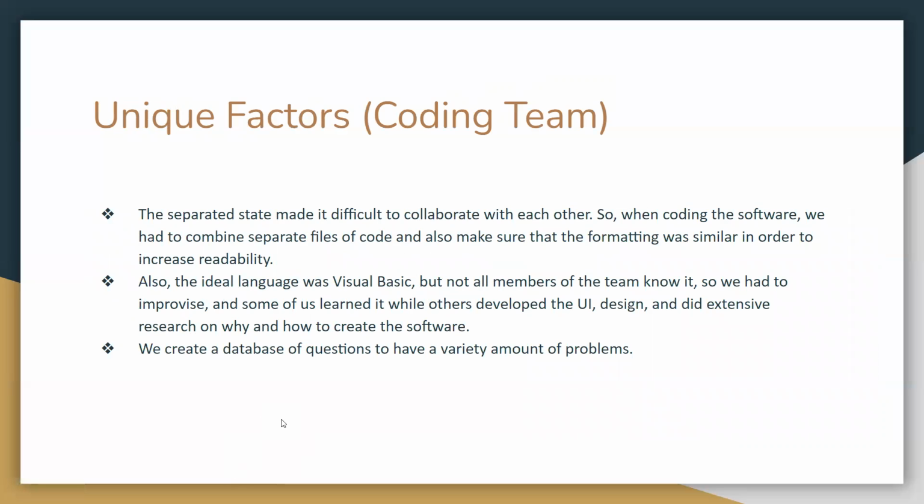For our coding team, we had many unique factors that were in place. For example, due to COVID, the separated state made it difficult to collaborate with each other. So when we decided to code the software, we had to combine separate files of code and also make sure the formatting was similar in order to increase our readability. Also, our ideal language was Visual Basic, but due to not all the teams knowing it, we had to improvise, and some of us had to even learn it, while others developed the UI, designed it, and did extensive research on why and how to create the software. Lastly, we created a database of questions to account for the variety of problems that were included in our software.